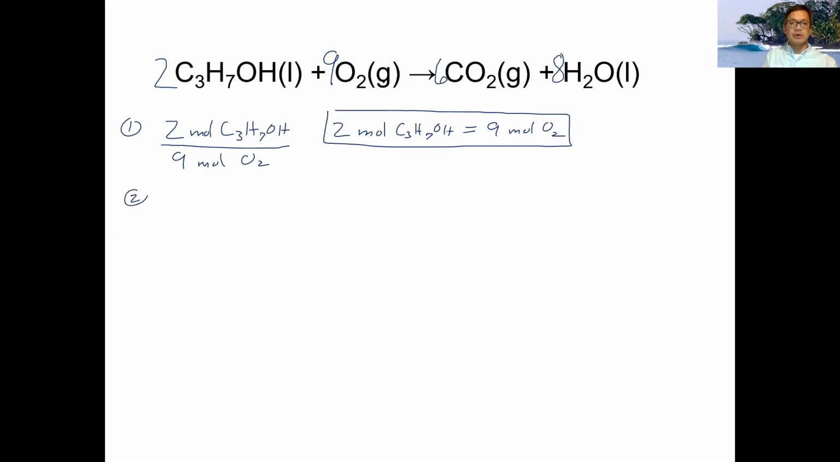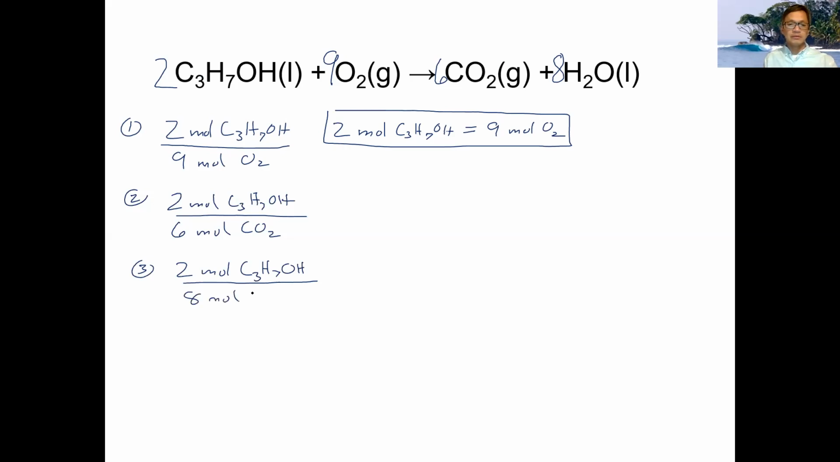Okay. All right, so let's find the other mole ratios. So we've compared propanol to oxygen. Let's just take this and compare it to carbon dioxide. So to make the second mole ratio, we'll set it up as 2 moles of C3H7OH over 6 moles of CO2. Okay, all right, and then finally we'll make a mole ratio out of C3H7OH and water. Okay, so let's go ahead and write that down. So we have 2 moles of C3H7OH over 8 moles of water.